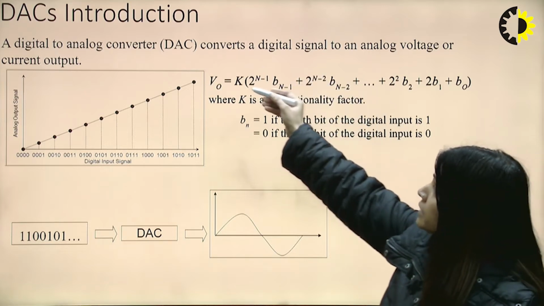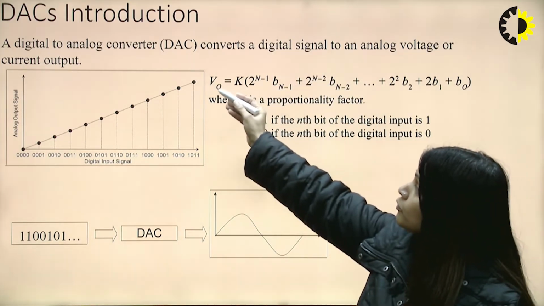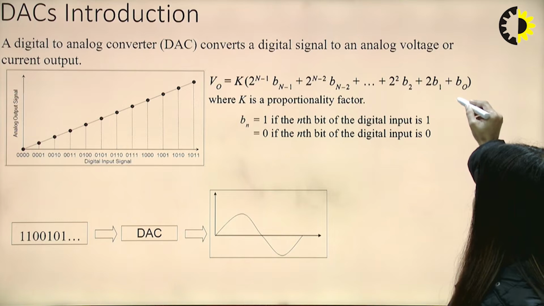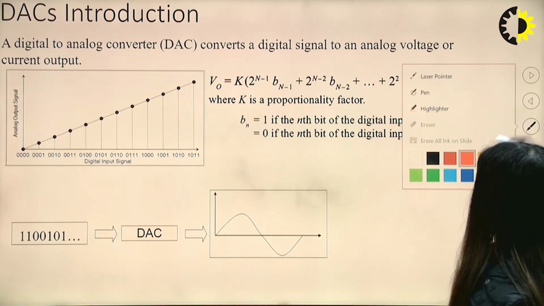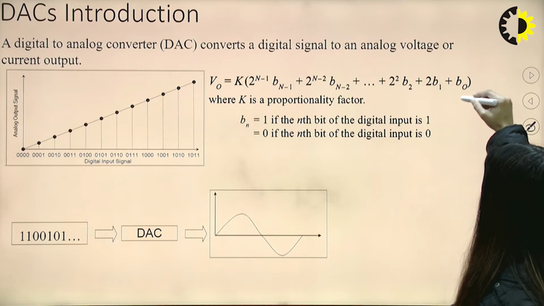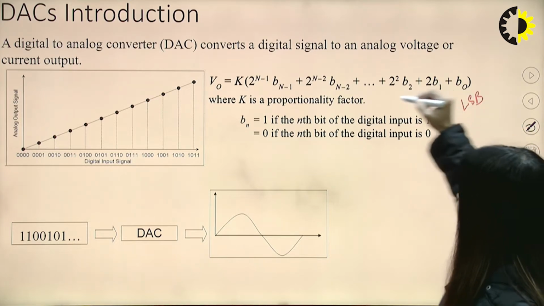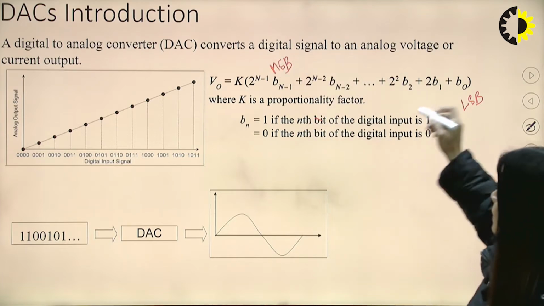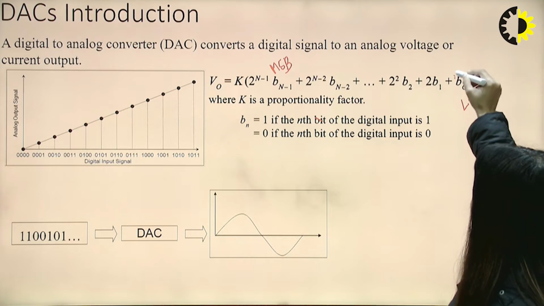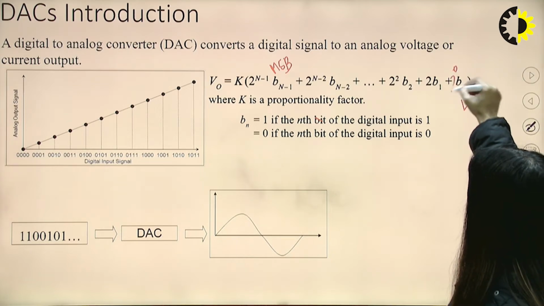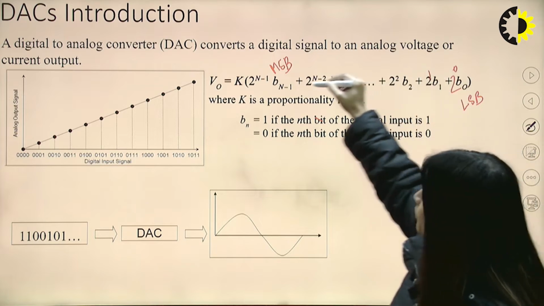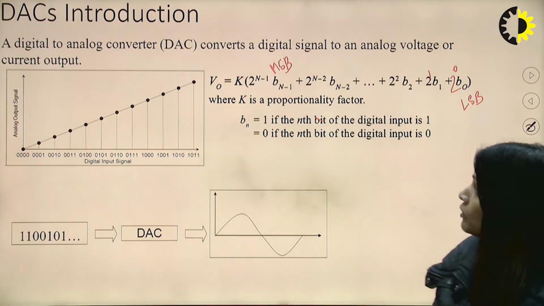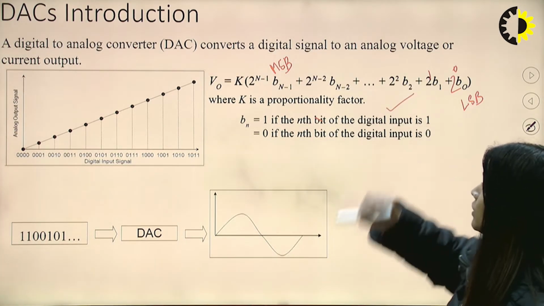see here, K is a constant, and the output voltage value will be equal to K times B0, that is the LSB, up to Bn minus 1, this is the MSB for n-bit data, and here we can see this is 2 to the power 0, 2 to the power 1, 2 to the power 2, and so on. So the value will be calculated corresponding to the given formula.